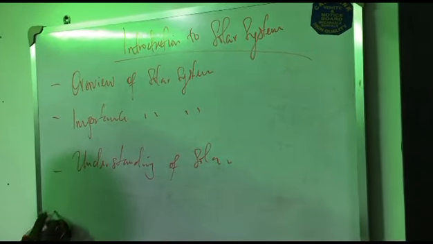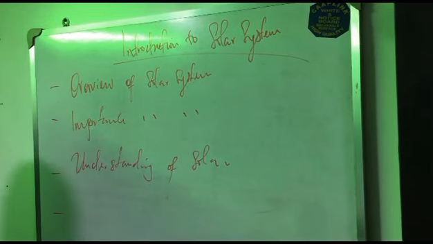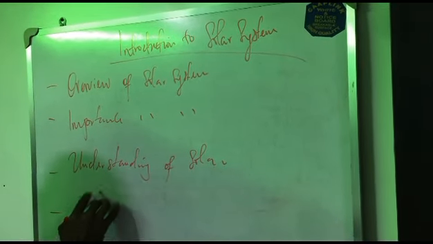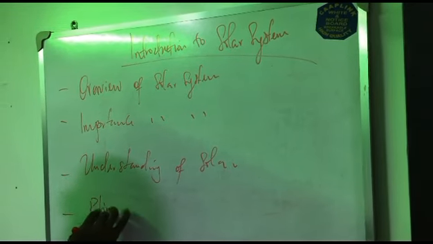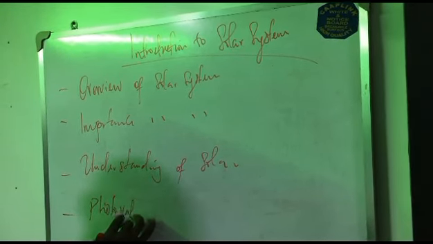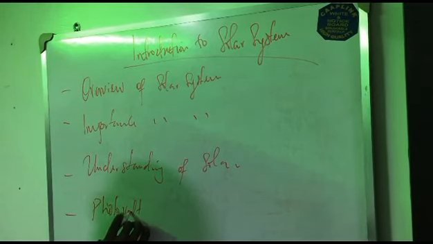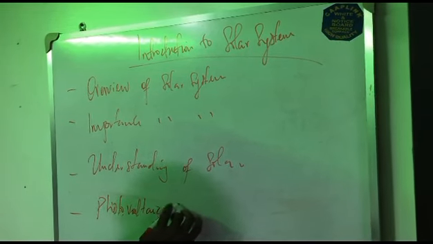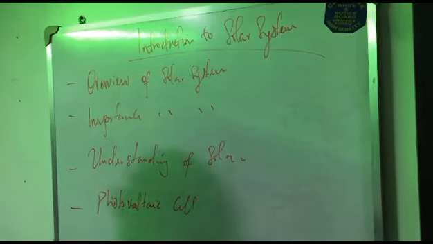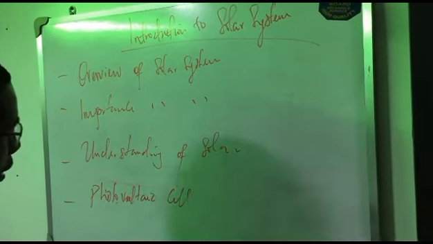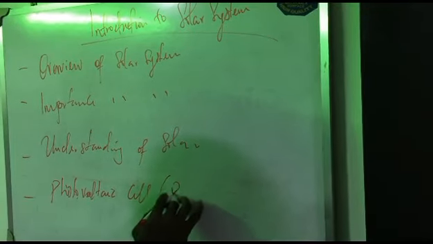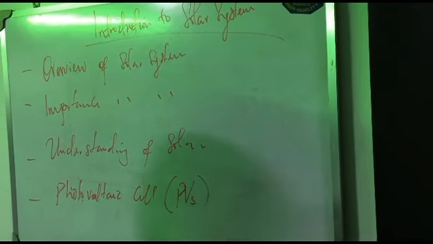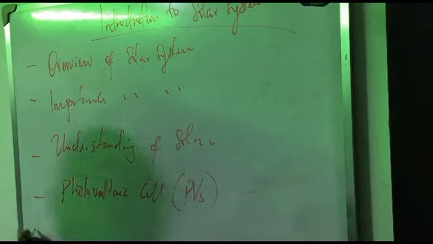From there, we'll be looking at PVCs. Okay, let me write it in full. Photovoltaic cells. That's what we call solar panels. The actual name is photovoltaic cells, but we call it solar panel, PVCs. Okay, we'll be looking at PVCs.